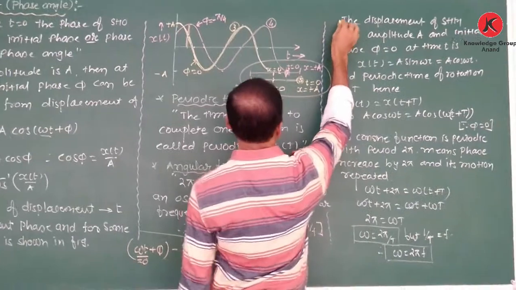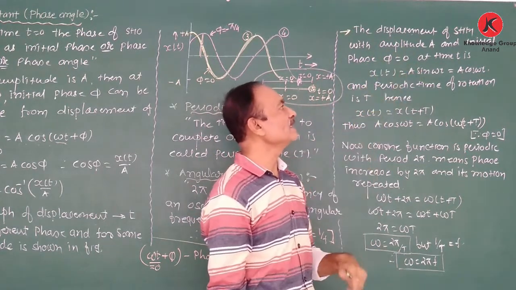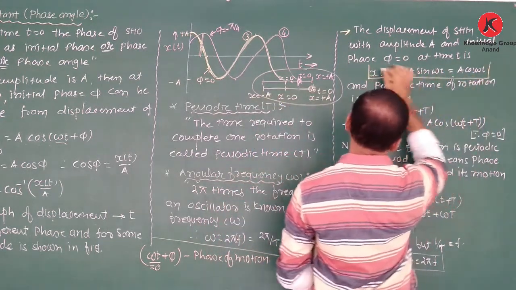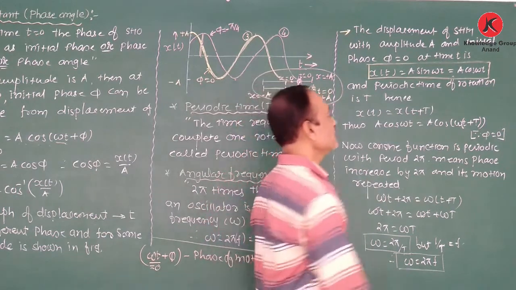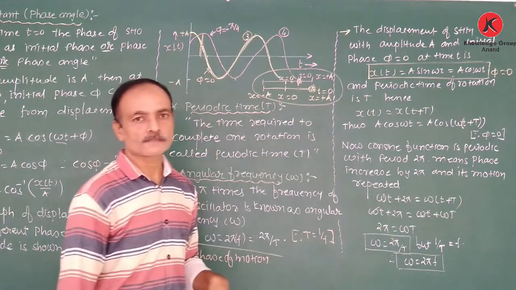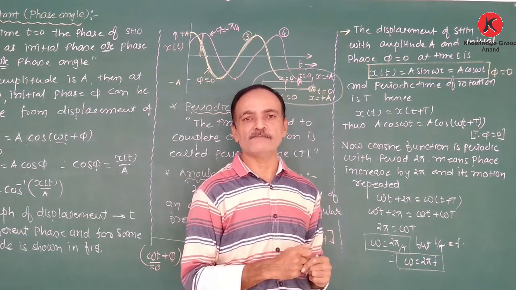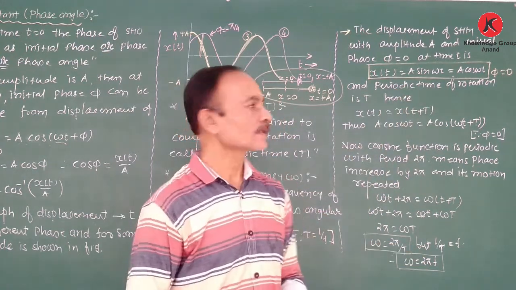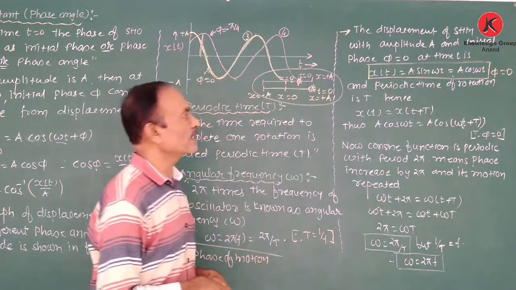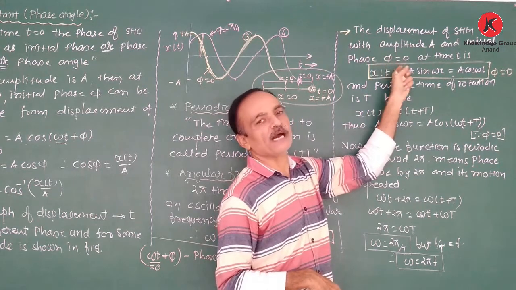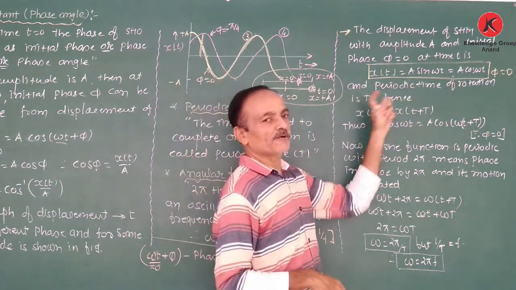For that purpose, we consider the displacement of a simple harmonic motion with amplitude A and initial phase phi equal to 0 at time t, given by the equation x(t) is equal to either A sine(omega t plus phi) or A cos(omega t plus phi). Here we consider phi as 0, because in our earlier discussion we can represent the displacement by either the sine function or the cosine function. Whichever function we consider, the result remains the same. For that purpose, here we consider the cosine function, and the periodic time of rotation is T. Again, the displacement is given by x(t) is equal to A cos omega t, and the periodic time of rotation is capital T.